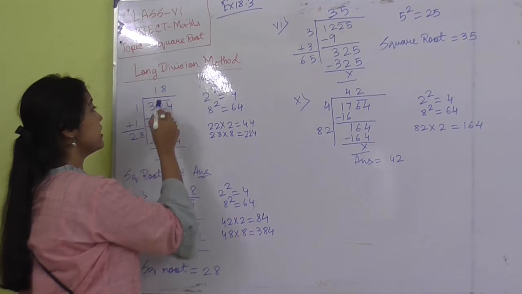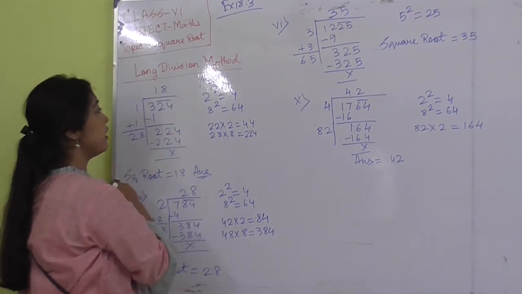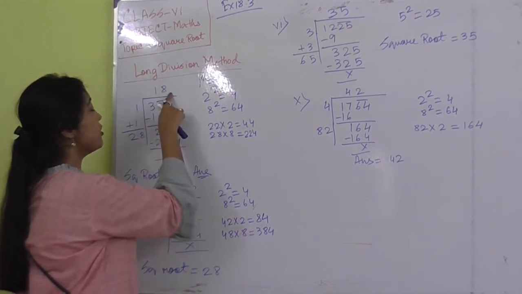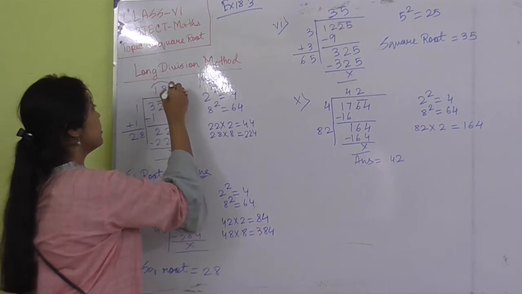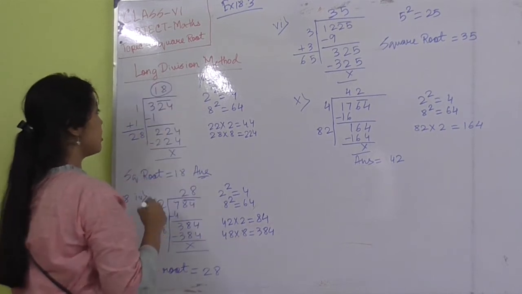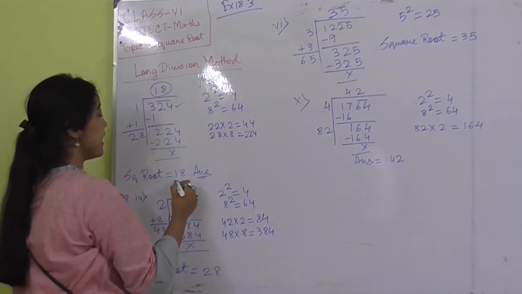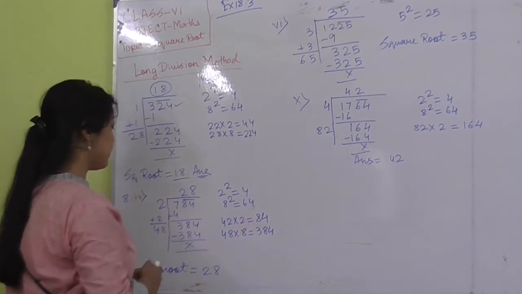So 28 into 8, and this 8 we are writing over here. So hence the square root is 18. Square root is coming as 18. So the square root of 324 is 18. I think this problem is clear to you.